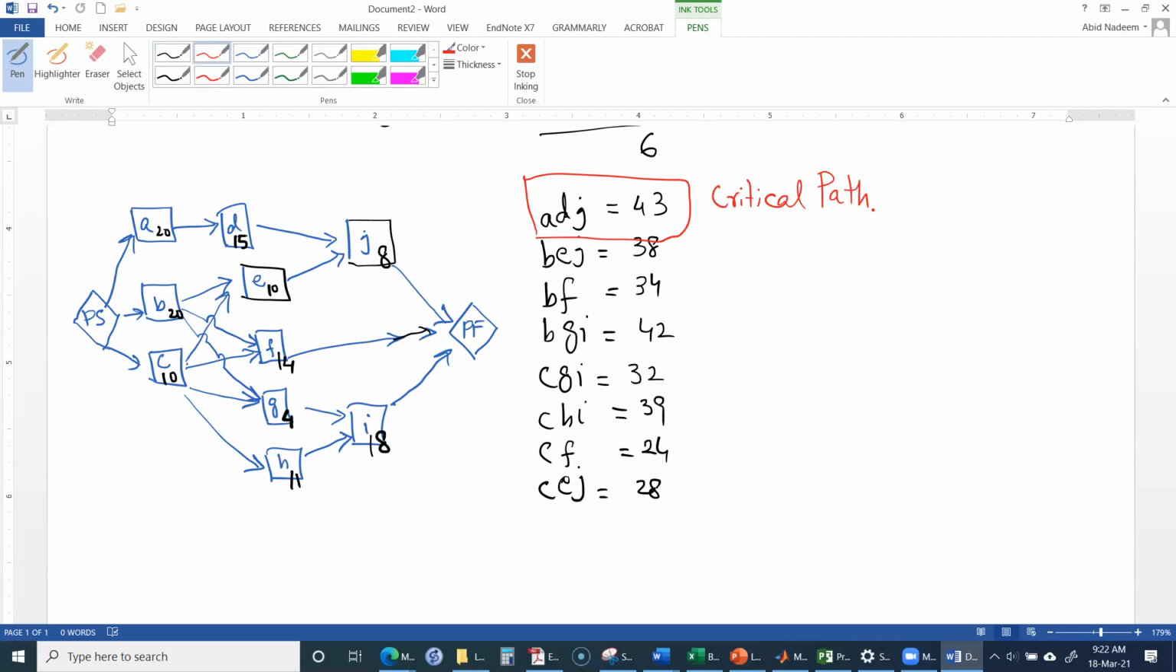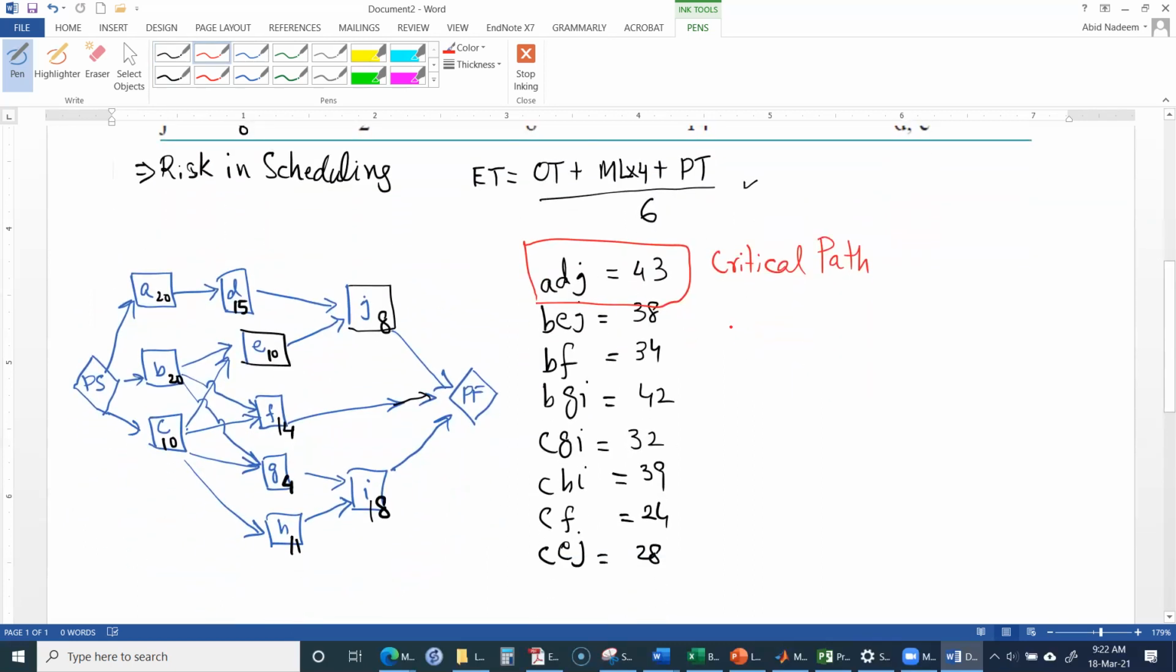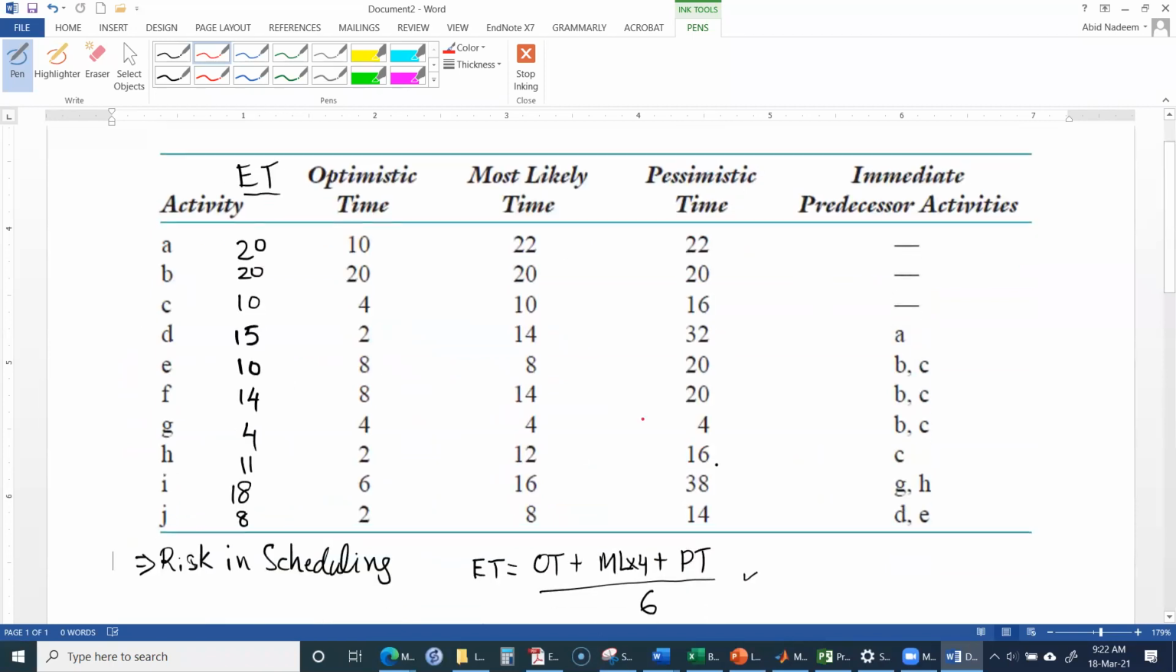However, now the situation is that we are talking about the project management risk in the scheduling. In this case, this is just for our initial setup for the model, this is the critical path. However, what can happen is that the values of each of the activities can range from 10 to 22, 20 to 20, and then 4 to 16, like that. According to some distribution, the values can change.